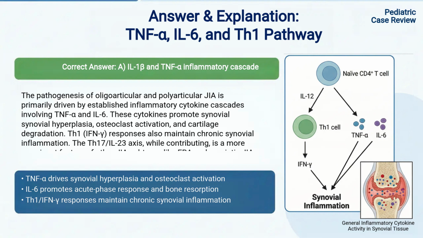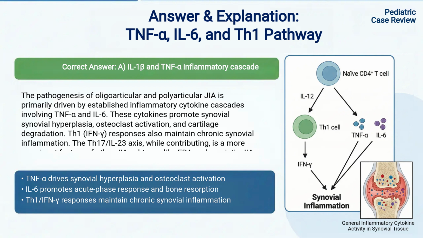The correct answer is option A, interleukin-1 beta and tumor necrosis factor alpha inflammatory cascade. The pathogenesis of oligoarticular and polyarticular juvenile idiopathic arthritis is primarily driven by established inflammatory cytokine cascades involving tumor necrosis factor alpha and interleukin-6. These cytokines promote synovial hyperplasia, osteoclast activation, and cartilage degradation.